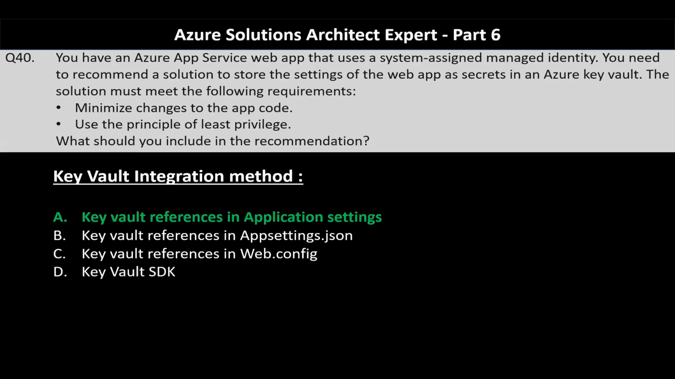You only need to update the application settings of the App Service in the Azure portal by referencing the Azure Key Vault secret URI. No changes to appsettings.json or web.config are required in this case.